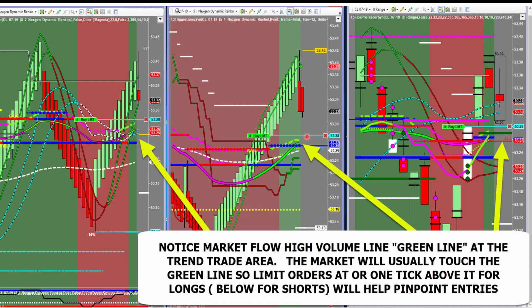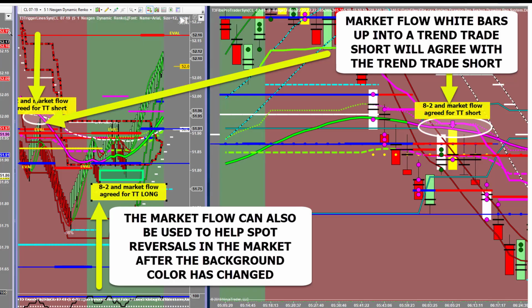8-2 chart's green, we're going up. We want to do a trend trade on our 5-1 chart, so we look at our market flow chart. And usually wherever the green line is, this high volume line that's created from the white paint bar, between that and the support, that's where the market's going to go down to and then go back up from. So the high volume line, when the triggers are crossed properly and the background is the proper color, will help you to fine tune entry spots for trend trades.